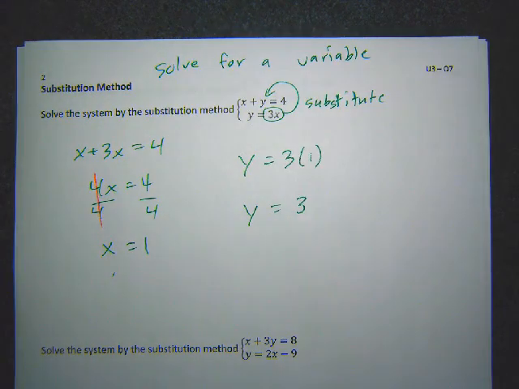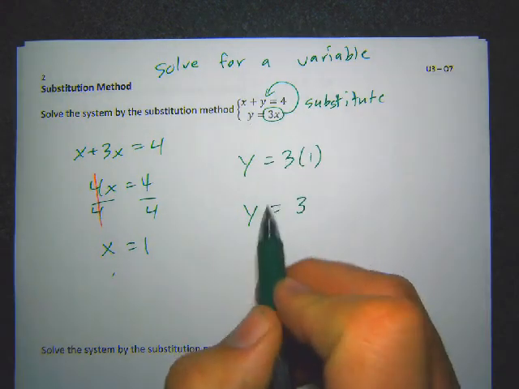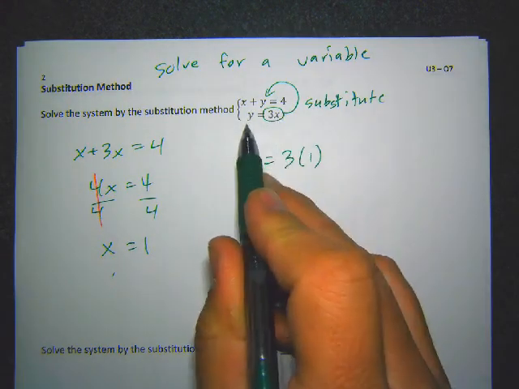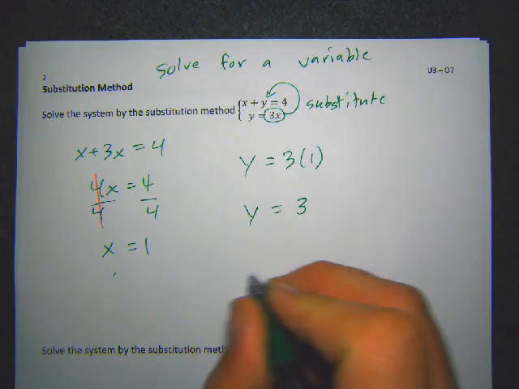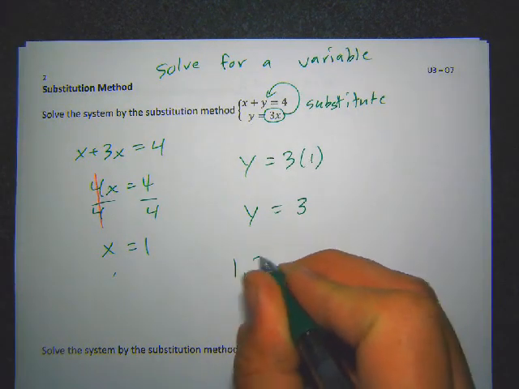Now if I wanted to double check, I'd put 1 and 3 back in there, and you can see 1 plus 3 is 4, and then y is 3, x is 1, and 3 equals 3 times 1. So it works in both those equations. So we could see the answer is the ordered pair 1, 3.